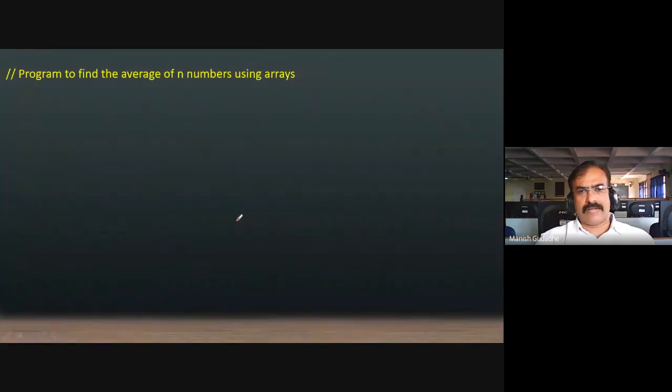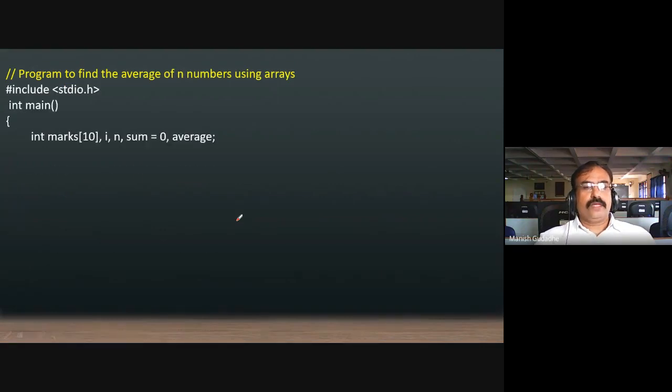We'll go for another program, which will be a program to find the average of n numbers using arrays. This is for demonstrating how arrays can be used as variables. Array elements can be used as separate variables. In this case, we are declaring variables: marks[10], i, n, sum equal to 0, and average. Sum is initialized to 0 because we are going to add every element into it, and that total sum will be divided by the total number of elements, which will give us the average.